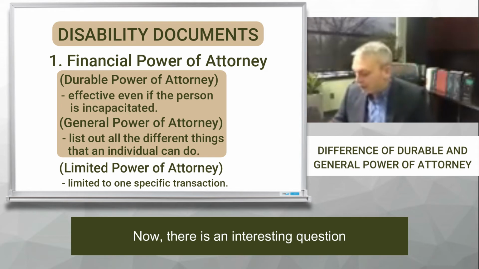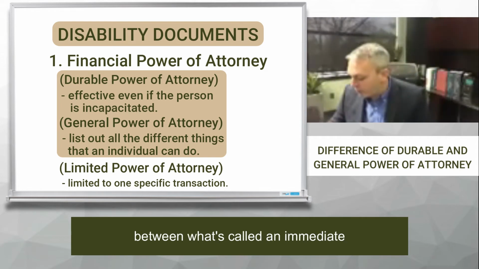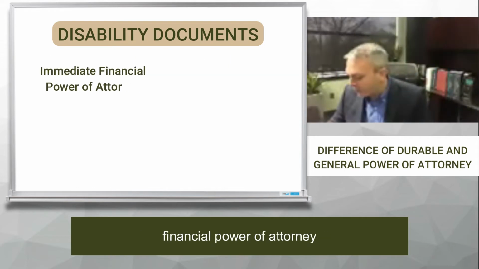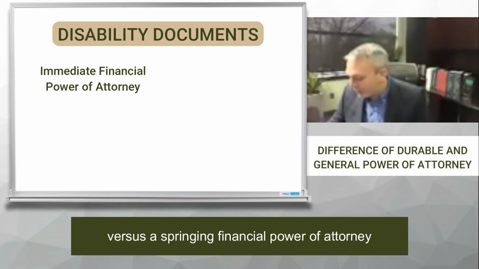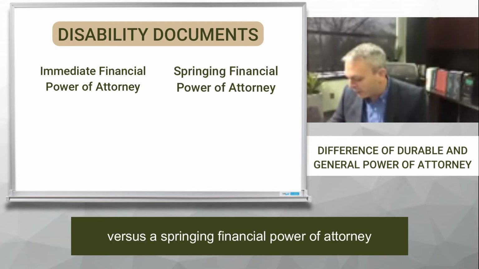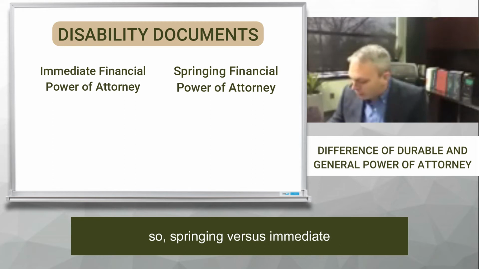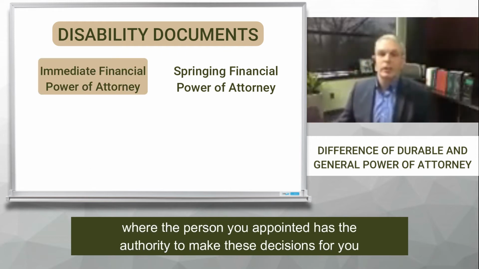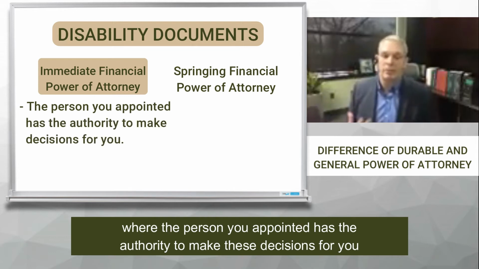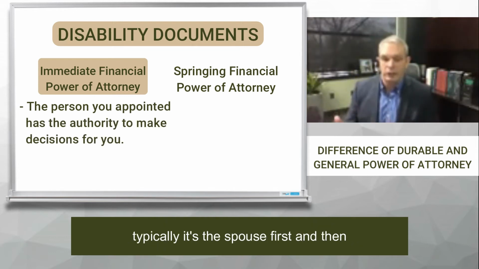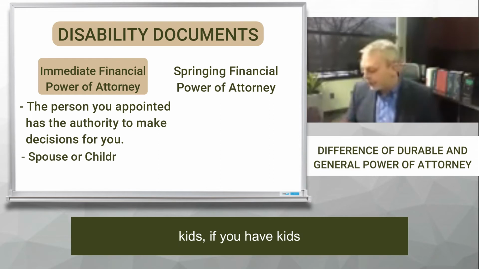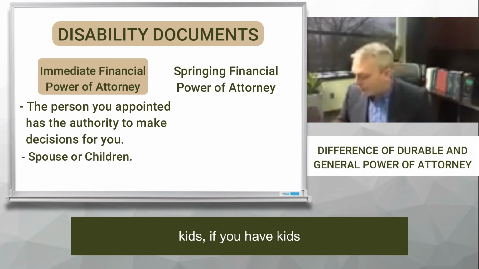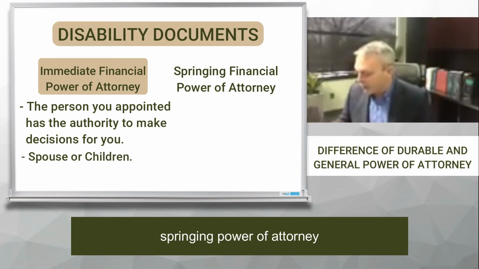Now, there is an interesting question between what's called an immediate financial power of attorney versus a springing financial power of attorney. So, springing versus immediate. We do mostly immediate financial powers of attorney, where the person you've appointed has the authority to make these decisions for you. And typically it's the spouse first and then kids, if you have kids. But also there might be what's called a springing power of attorney.